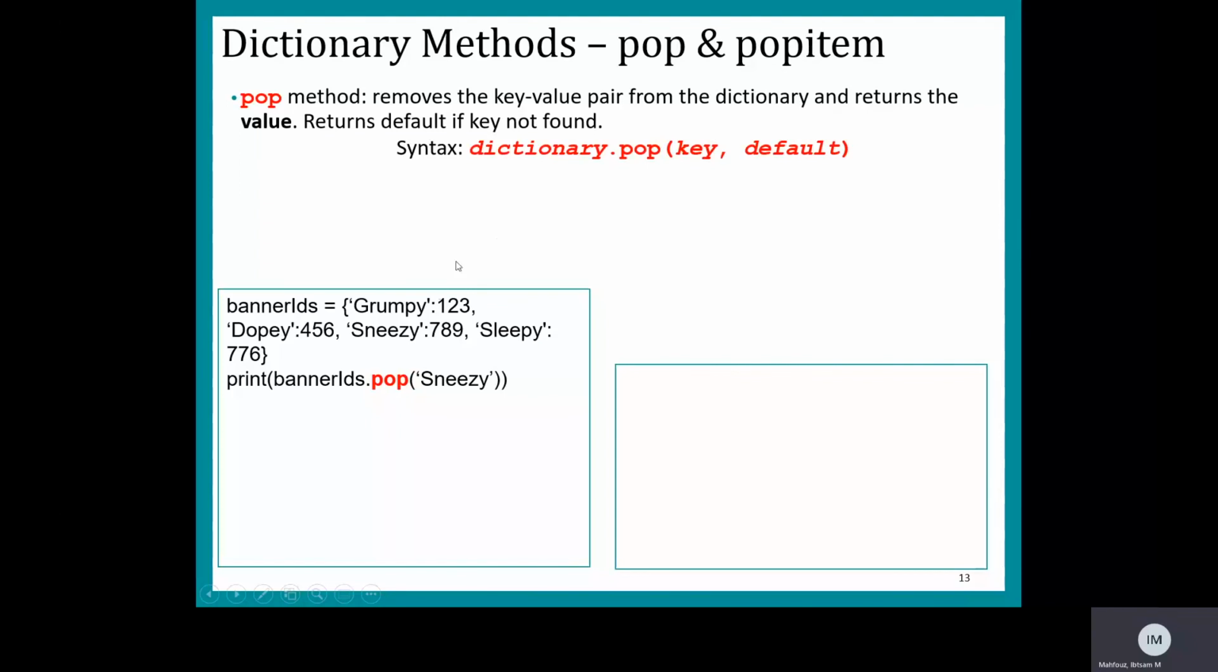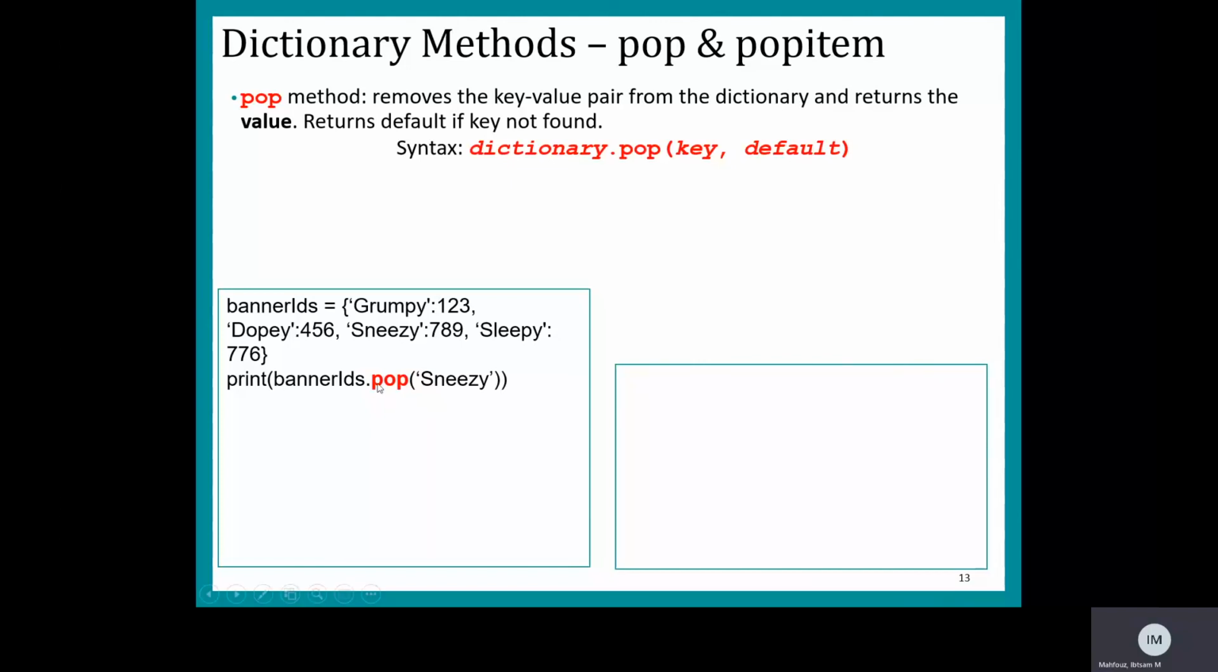So if I go to here my banner IDs and I say pop me Sneezy, what it's going to do, it's going to remove Sneezy and give it back to me. So remember the difference between pop and delete. Delete was deleting it and removing it from the list or dictionary. Pop deletes it, yes, from the list or dictionary, but gives it back to you. So maybe you can print it or do something with it.